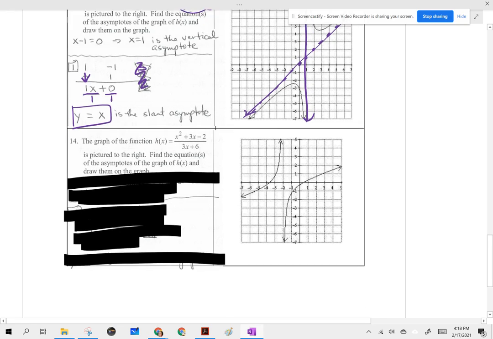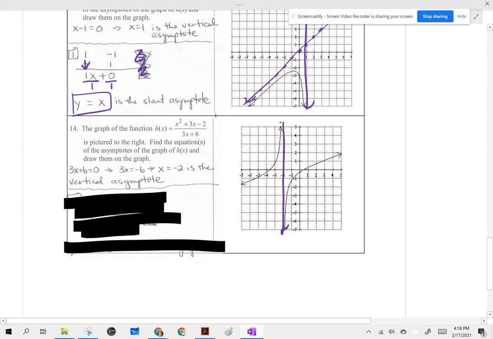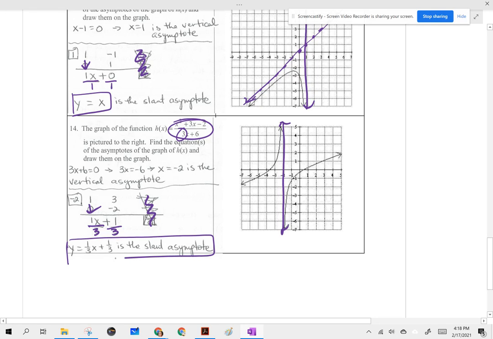All right, so try 14. Okay, let's see how well you did. Let's see if you were able to find out that the vertical asymptote was x equals -2. And then we're going to synthetically divide. And then we get to disregard that remainder. And then remember, we have to divide our result by the leading coefficient of the denominator. So our equation is y equals 1/3 x plus 1/3.